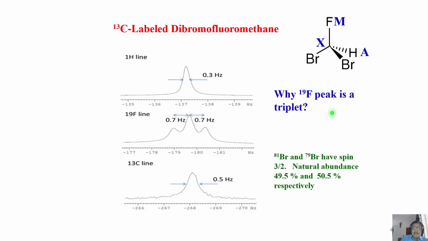What we do is, the clue is, bromine has two isotopes, 81 and 79. Bromine 81 and bromine 79, and both have spin 3/2. Interestingly, the natural abundance of them is 49.5 and 50.5, so almost 50-50. Don't worry about 0.5%. Both of them are equally abundant. Very interesting: bromine has two isotopes, both have spin 3/2, and both are more or less equally abundant.